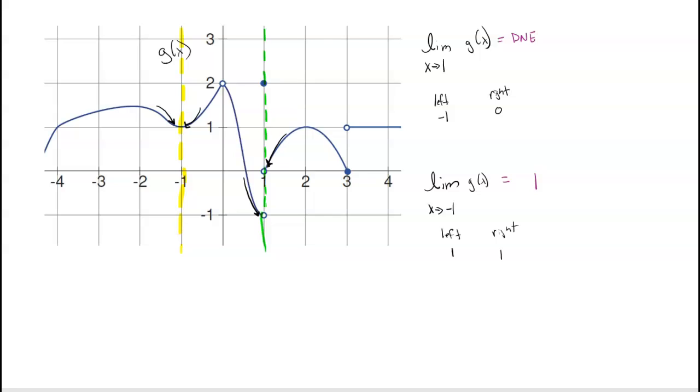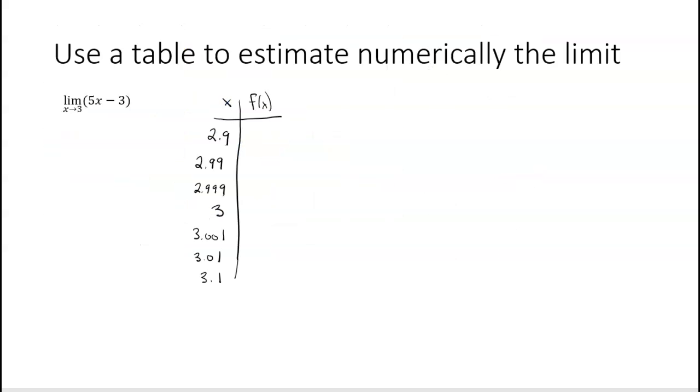Okay, so that's one of the ways that we can look at a graph and figure out what's happening. Now sometimes we don't have a graph, sometimes we just have an equation, and we can create a table. So how can I use a table to estimate numerically what's happening? Let's take a look at two examples. Here's our first one: use a table to estimate numerically this limit.